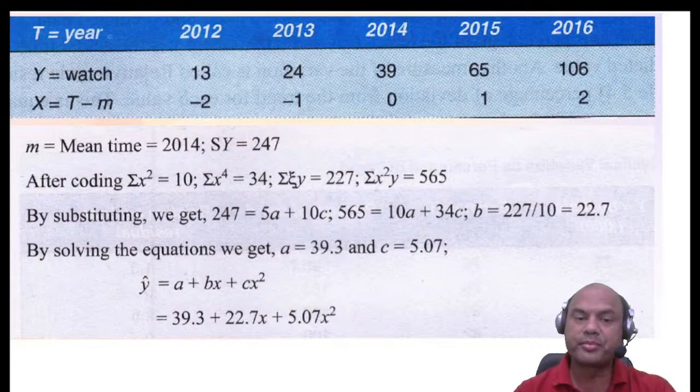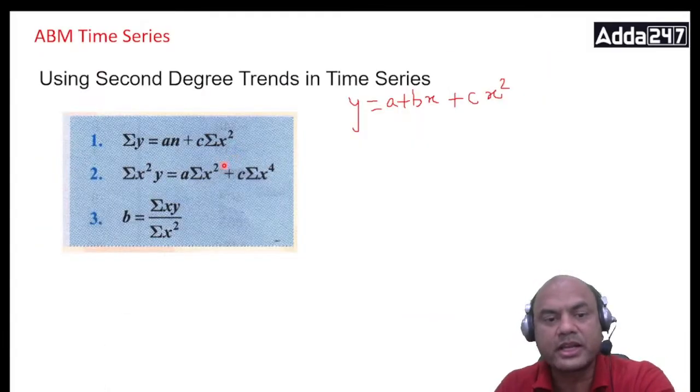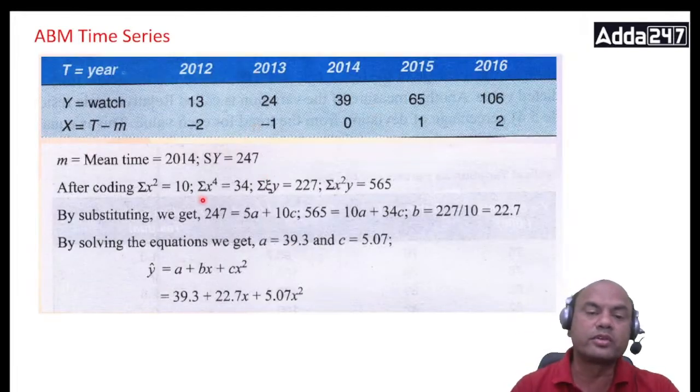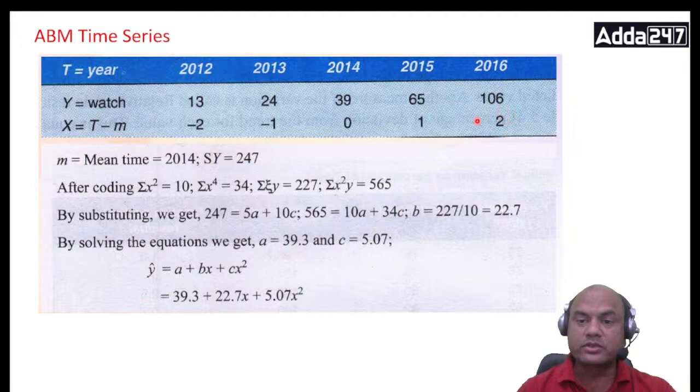So 10. X raised to 4 is what? Again do the 4th degree. Why do we require the 4th degree? Because it is there in this earlier formula, x raised to 4, so you will have to use it. So summation x raised to 4: minus 2 raised to 4 is 16, plus 2 raised to 4 is 16. So 16 plus 16 is 32, plus 1 raised to 4 is 1 for both, so 34.